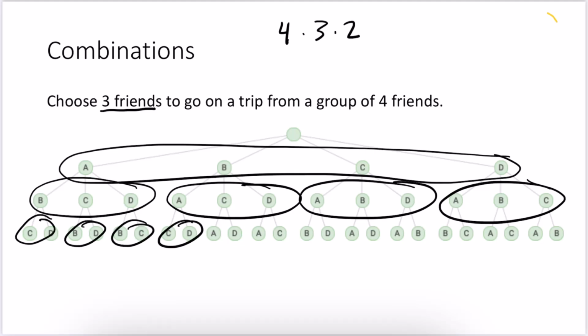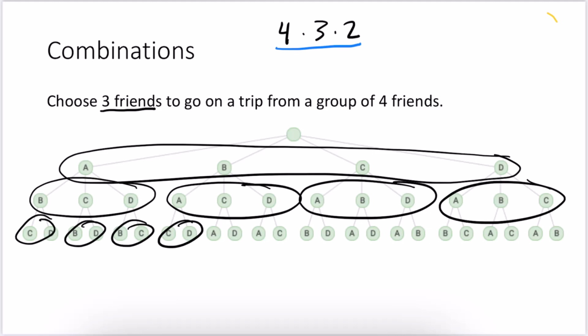And if this was a permutation, I would be done at this point. I'd just calculate out what 4 times 3 times 2 is, and that would be the number of ways that I could maybe choose like a president, a vice president, and a secretary. But because it doesn't matter who I choose first or second or third, they all get to go on the trip, and it's all the same regardless of who you choose first, second, and third, then I need to divide by the number of duplicates that I have.